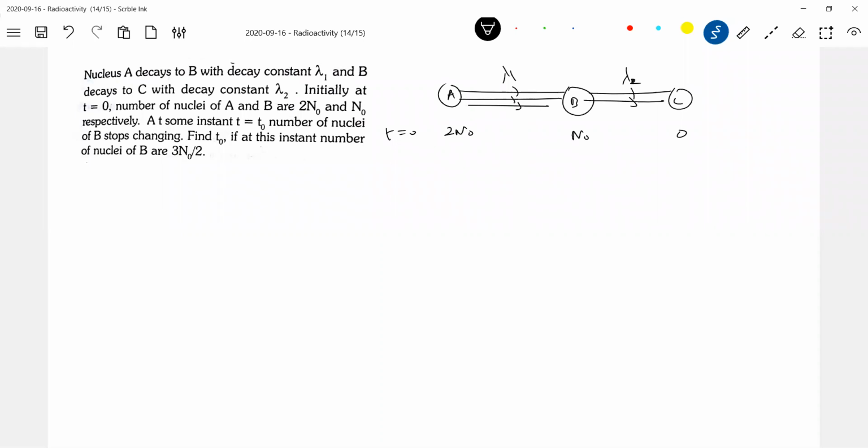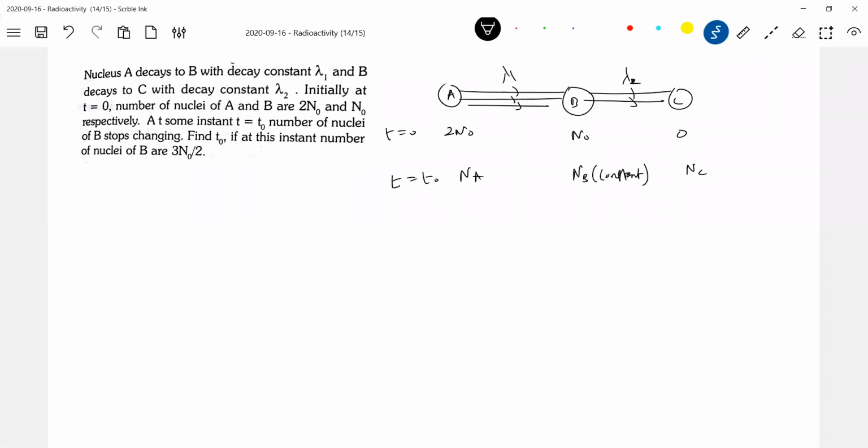Stops changing. What do you mean by that? Stops changing means, at some instant t equal to t naught, this will become constant, no? Shall we put it like this?